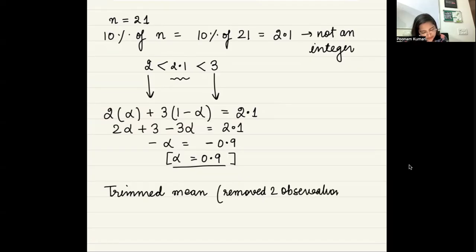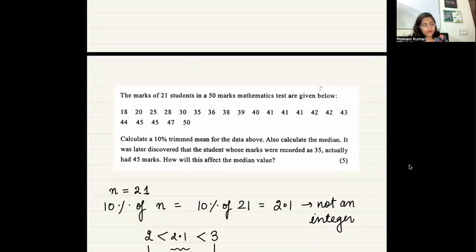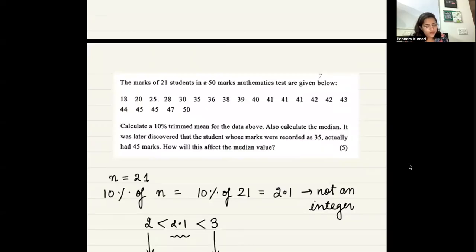So first you find the trimmed mean when you remove 2 observations from both sides. You remove 2 observations everywhere. So what do you get? You have to remove this and this, right? So what do you do now? You have to add all these numbers. Can you quickly add all these numbers for me?